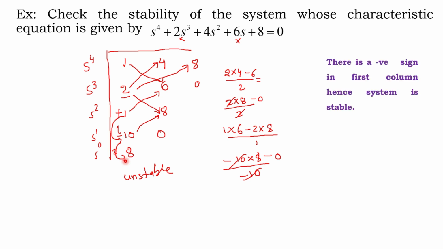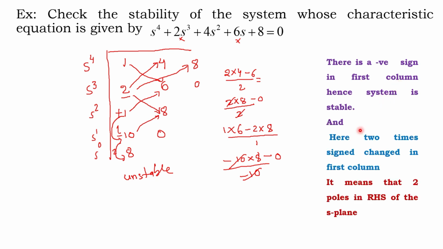As a summary, if there is a negative sign in the first column, hence the system is unstable. And the second one is here 2 times the sign is changed in the first column. It means that there are 2 poles in the right-hand side of the s-plane.